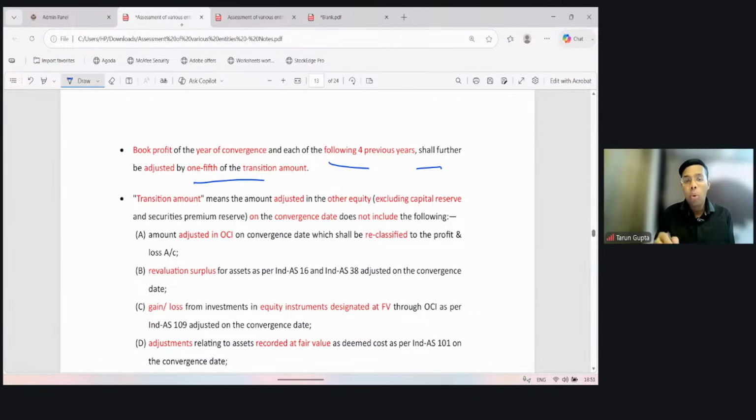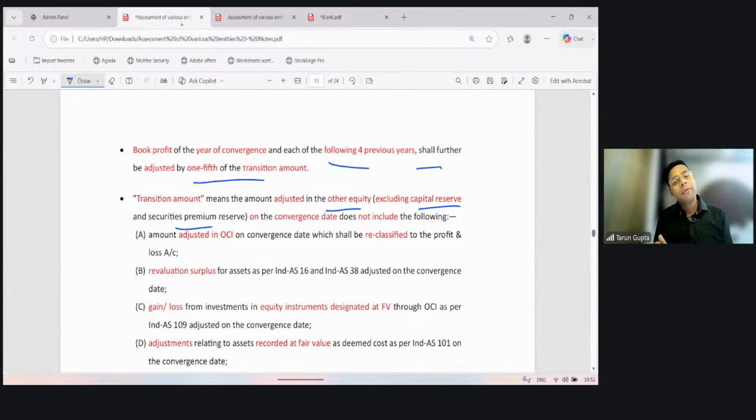Transition amount means the amount adjusted in other equity. So whatever amount is adjusted in other equity, other than towards capital reserve and securities premium, on the conversion date. Conversion date means the last day of the immediately preceding year. Okay, so we're talking about the opening balance sheet. So if the conversion year is 25-26, then we are talking about 31st March 2025.